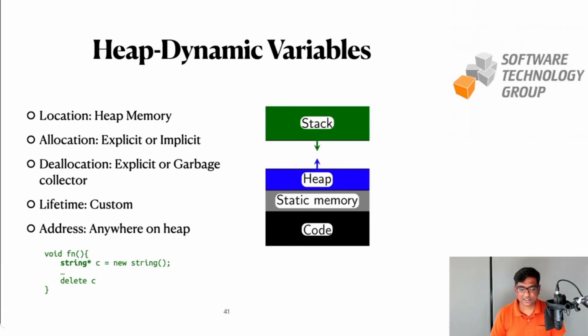As I mentioned before, these are a little bit more flexible, which means the lifetime is also rather flexible. It's not bound to the stack, or to the scope of your code structure in which the variable occurs, or to the whole program itself, like the static variables. The address can be anywhere on the heap, so finding stuff on the heap can be tricky.